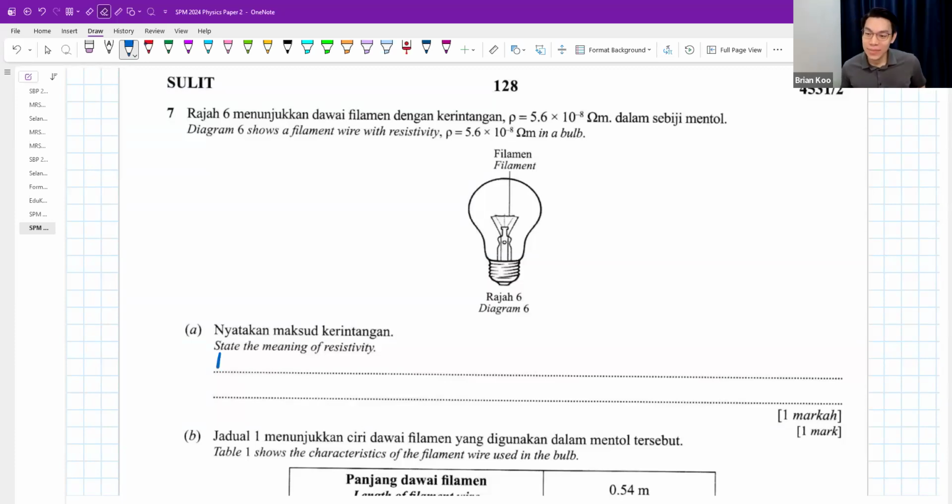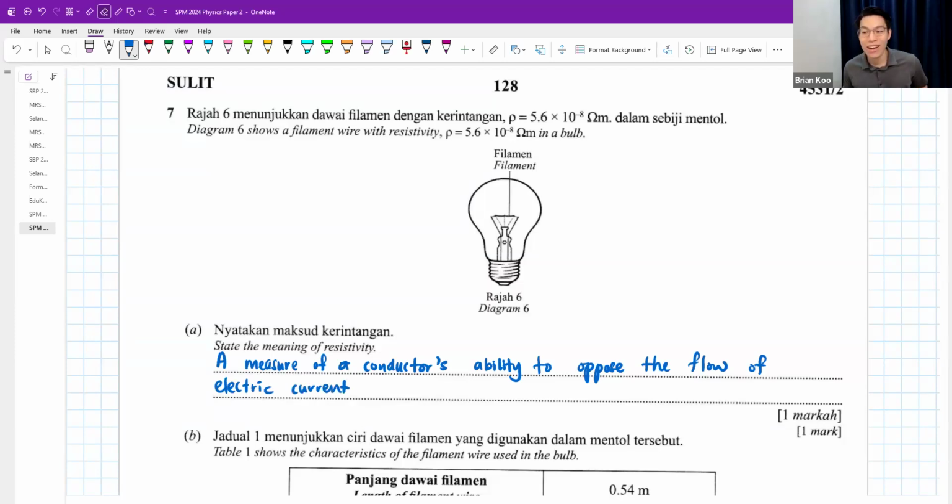So this is a measure of a conductor's ability to oppose, or resist also can, the flow of electric charge. Sorry, electric current. Or just current also is fine. Okay. The measure of a conductor's ability to oppose the flow of electric current.